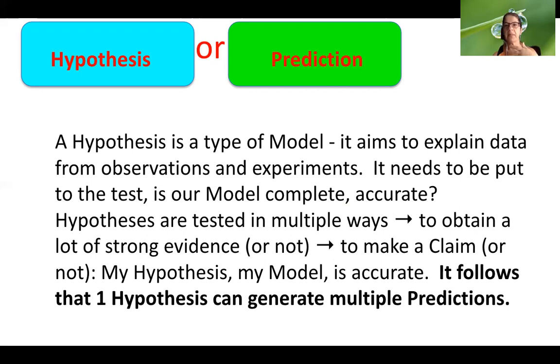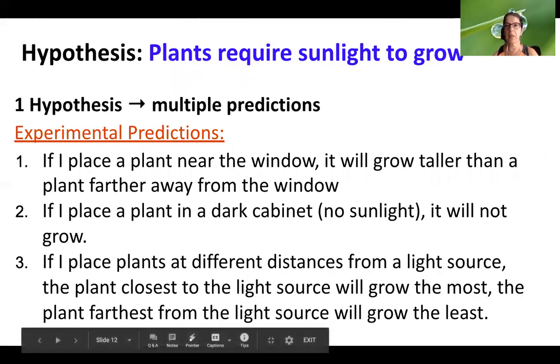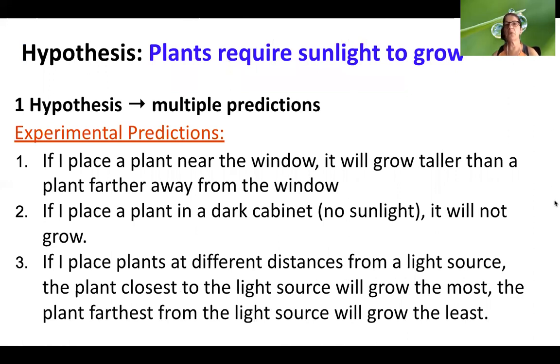And here is a very simple example. Okay. So our hypothesis here is plants require sunlight to grow. Notice that the hypothesis here is made in the form of a statement, just like a claim, a statement of truth, except this is our hypothesis. We need to prove it. Not prove it, but we need to obtain strong support for it. So our hypothesis is that plants require sunlight to grow. Based on this hypothesis, we can generate multiple predictions. And again, predictions predict what will happen if we initiate some experiments.